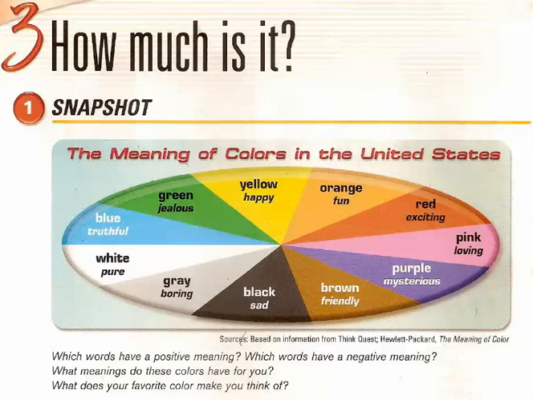Snapshot: the meanings of colors in the United States. Green means jealous, yellow means happy, orange, fun, red, exciting, pink, loving, purple, mysterious, brown, friendly, black, sad, gray, boring, white, pure, blue, thoughtful. So these are the meanings of colors in the United States.